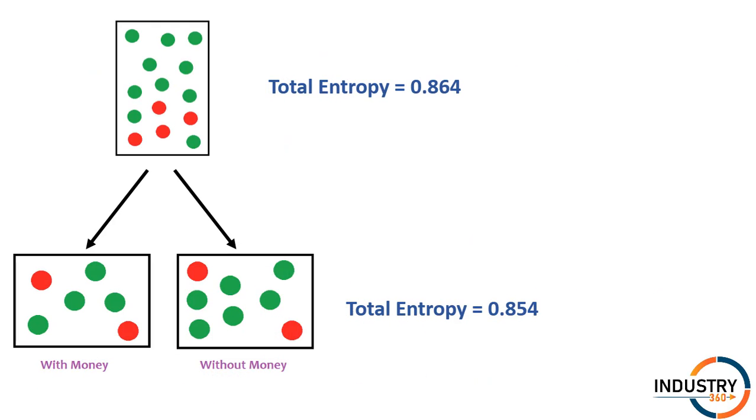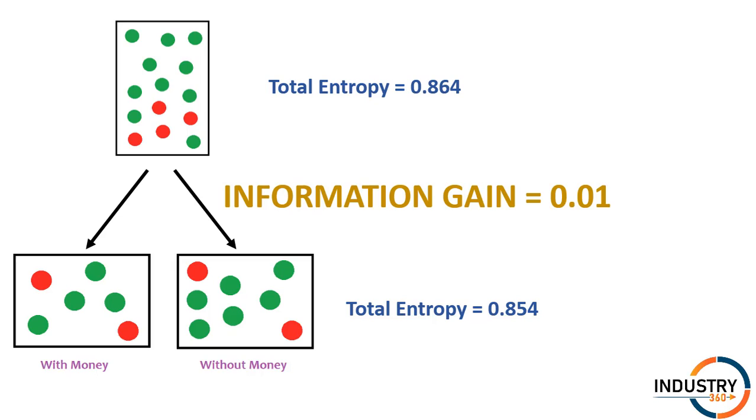The total entropy before the split was 0.864. After the split it became 0.854. So our split has reduced the entropy, which is good news. It means that we are on our way. Now this reduction in entropy has a technical name. It is called information gain.